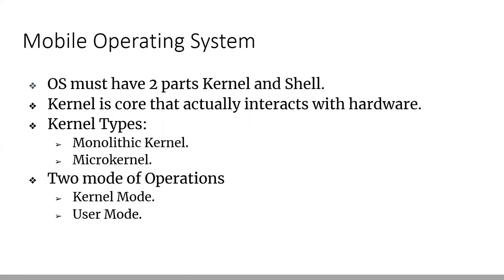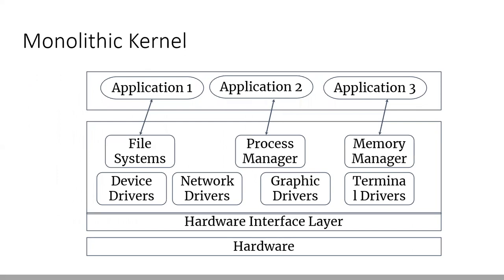The mobile operating system must have two parts, kernel and shell. Kernel is code that actually interacts with the hardware. There are two types of kernel, monolithic kernel and microkernel, and two modes of operation, kernel mode and user mode. Now let us see the monolithic kernel.